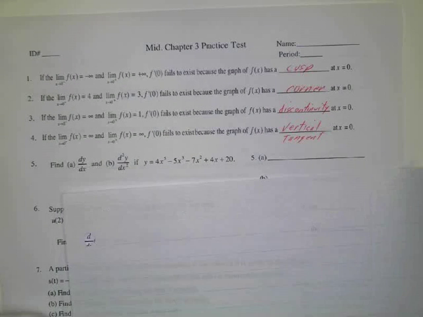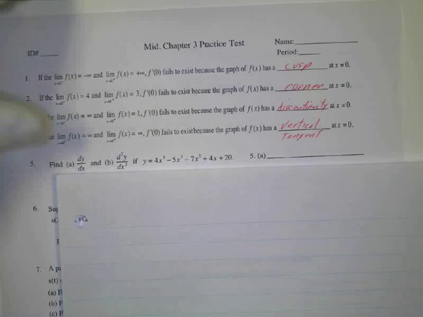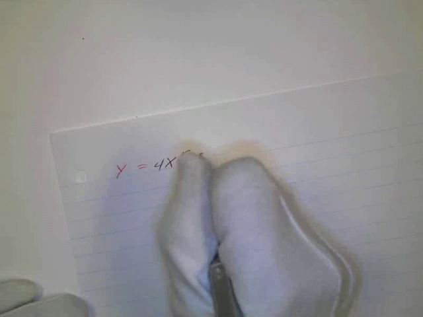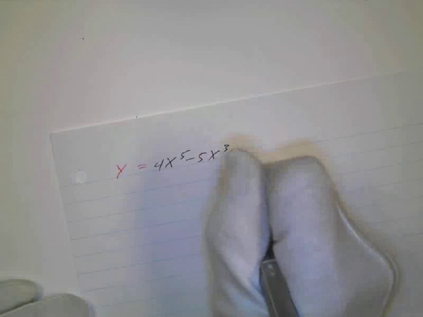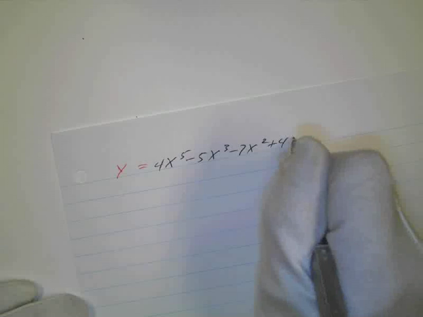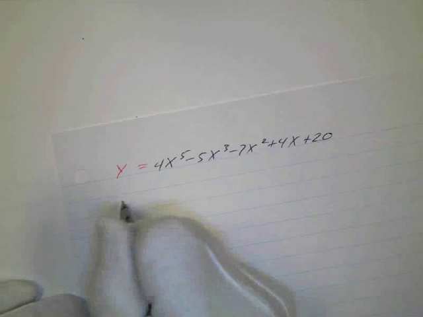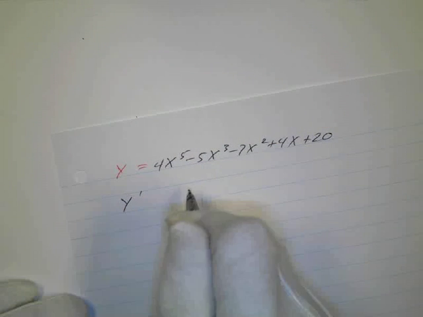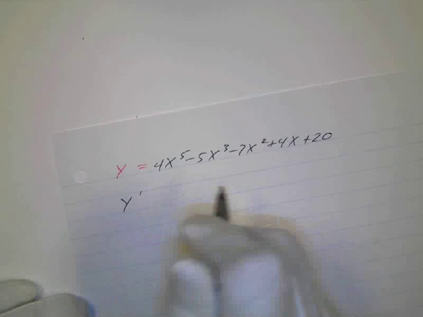So we want to find the first derivative and the second derivative. So I'll just write this over here. y equals 4x to the 5th minus 5x to the 3rd minus 7x squared plus 4x plus 20. And if I take the first derivative, y prime, that will also be dy dx. Okay, that's the first derivative.